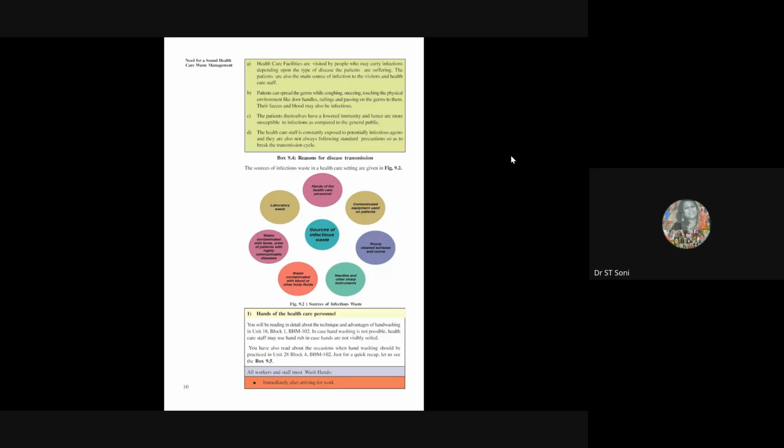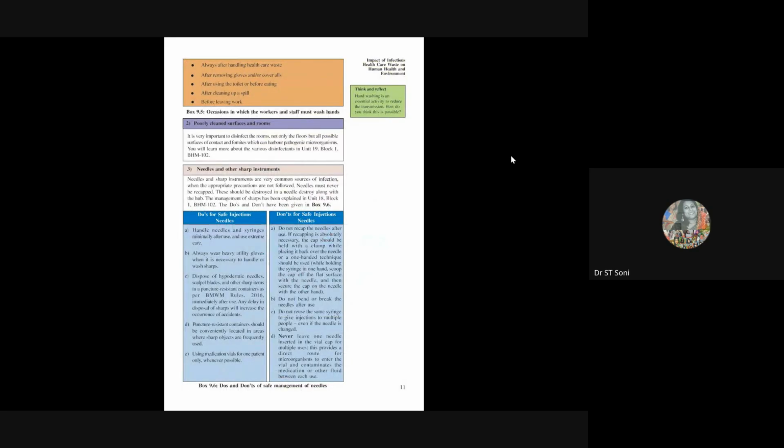One important impact on human health is the transmission of disease from one person to another inside the hospital setting, and the hands of the healthcare professional are very important. I have told you that indirect transmission is more rampant and more dangerous than the other ways of transmission of infection. The contaminated equipment used on the patient, poorly cleaned surfaces and rooms, needles and sharps, definitely needle stick injury, and the biomedical waste contaminated with blood and body fluid, feces and urine, and the laboratory waste. So these are all the sources.